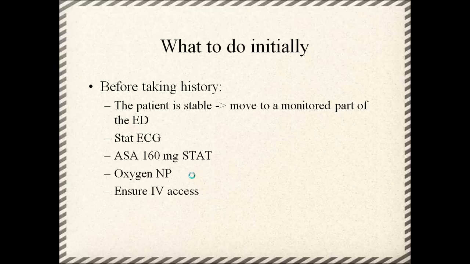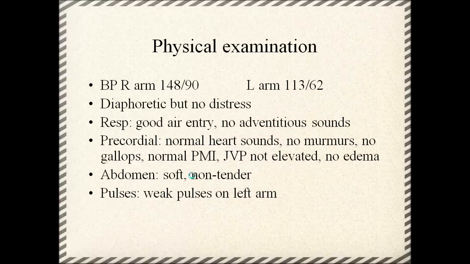What to do: you should always get ready for emergency measures, such as getting your stat ECG, aspirin, oxygen, and IV access. You should also check your blood pressures in both arms. In this case, the physical exam showed a BP discrepancy, which further clinched the diagnosis. That's not present in the majority of cases of dissection.